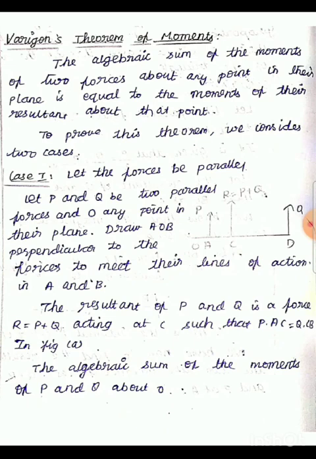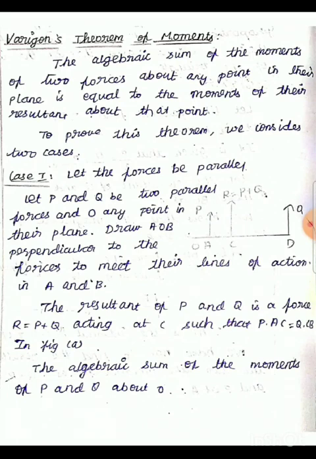In case 1, we consider two parallel forces, P and Q, acting in a plane. Now we draw AOB, which is perpendicular to the forces, to meet their lines of action in A and B. The resultant of P and Q is the force R, which is equal to P plus Q, because the sum of the two forces is equal to R.